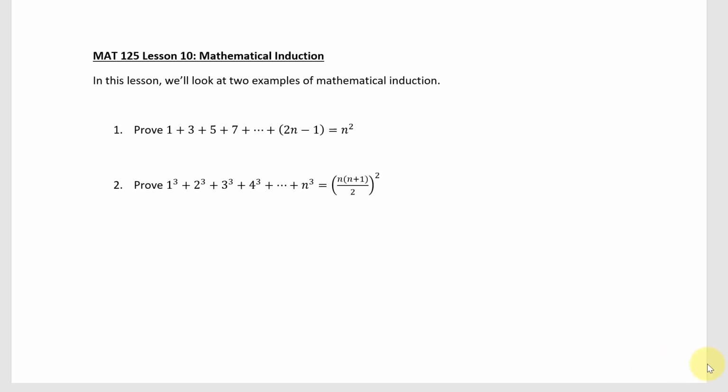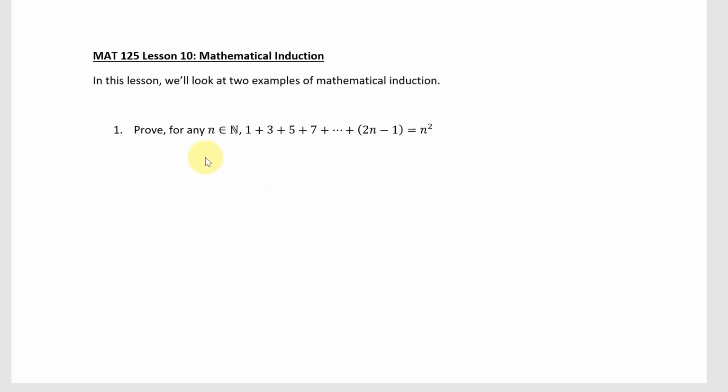The first example, number 1, says prove 1 plus 3 plus 5 plus 7 plus continuing up to the number 2n minus 1 is equal to n squared. So this is a neat little pattern. Let's take a closer look at it.